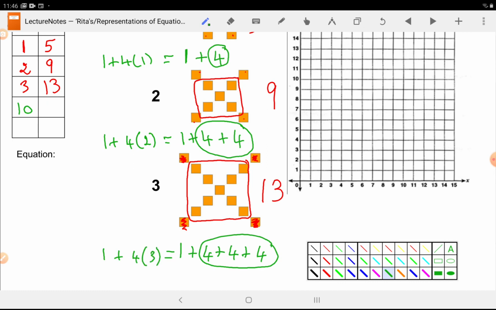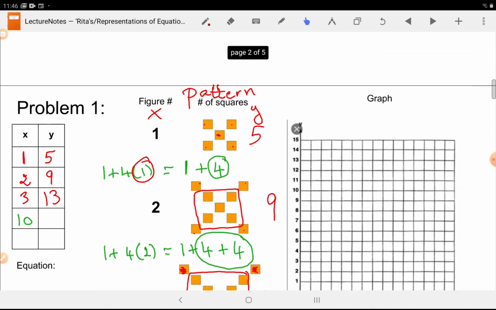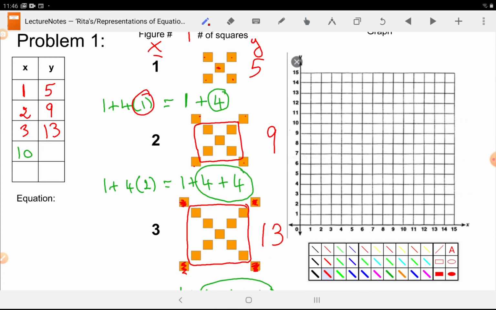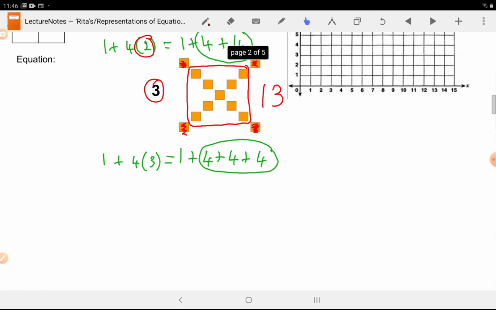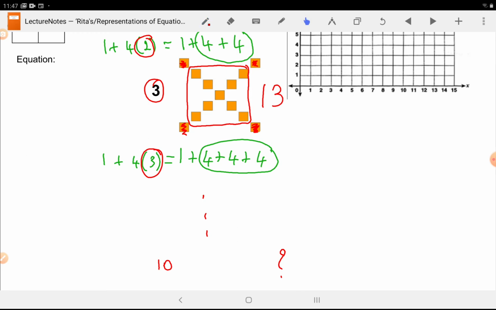Well, let me point this out one more time. If you haven't noticed it, this 1 is because we're on figure 1. This 2 is because we're on figure 2. This 3 is because we are on figure 3. These 3 are connected. So let's see, what is the 10th one going to look like? Well, if I were to keep going and I want to find out the 10th figure, figure number 10, I want to know how many squares does it have?